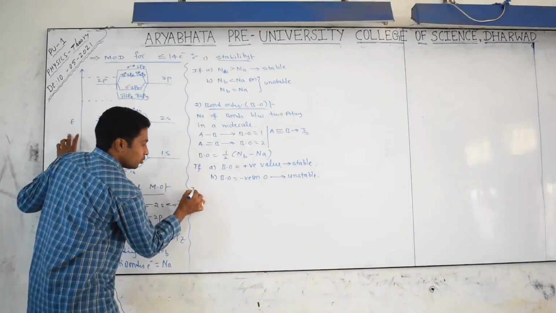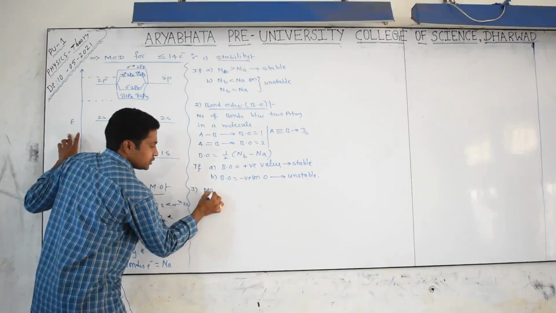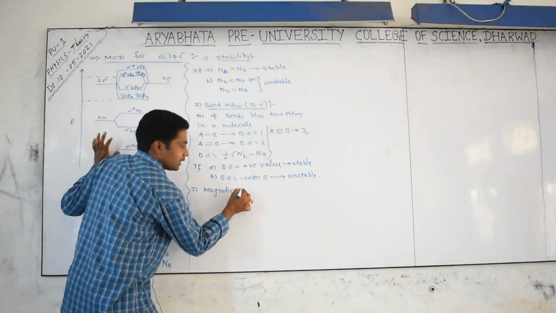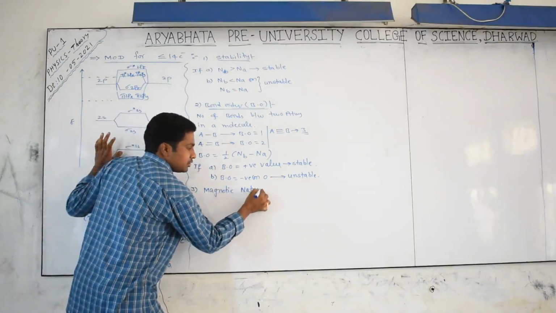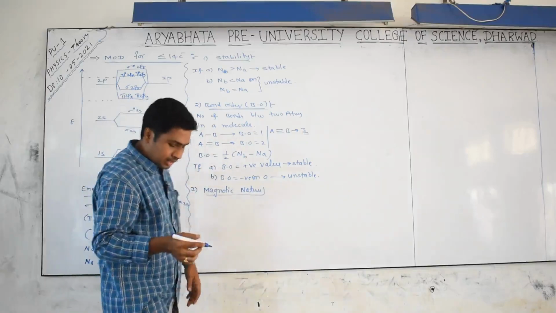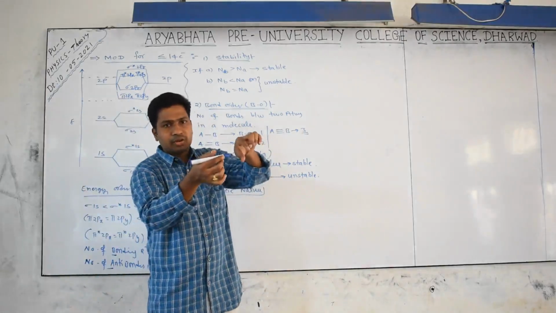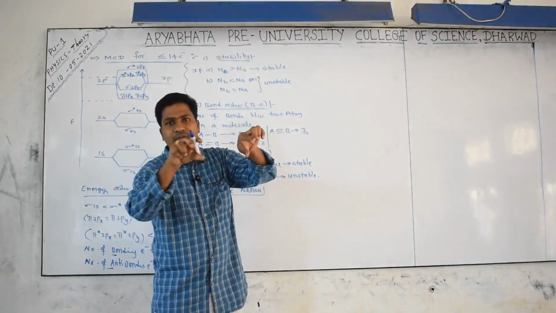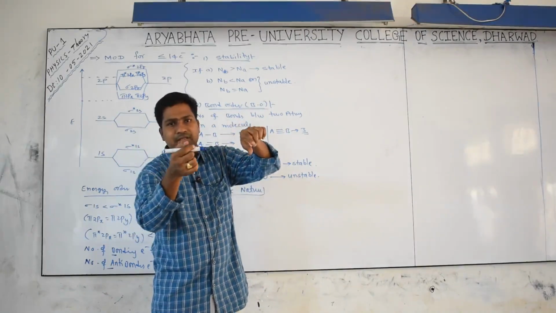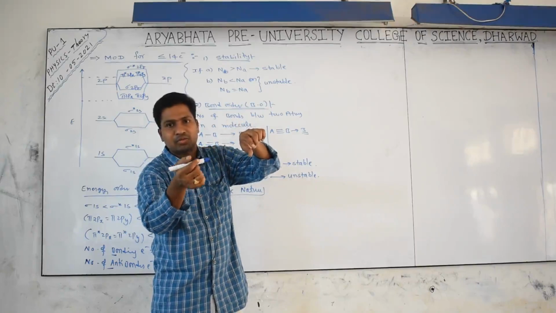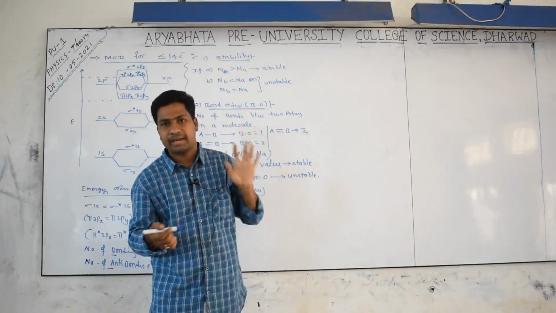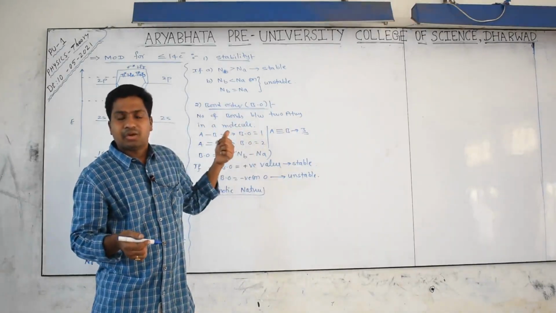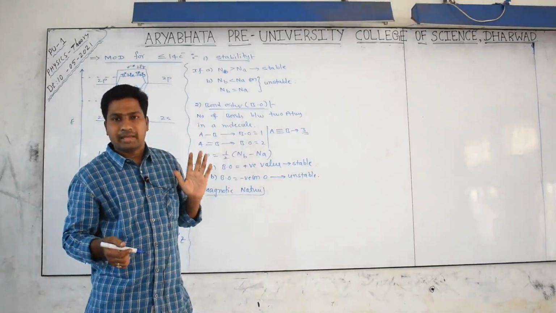Okay, and the third point, magnetic nature. Yes, this is the main success of MOT. Magnetic nature means what? If you bring an iron piece near a magnet, it will attract. If you bring a wooden piece near the magnet, it will not attract. So the iron piece is called a magnetic substance, and the wooden piece is called a non-magnetic substance. Like that, we can tell whether diatomic molecules are magnetic or non-magnetic.